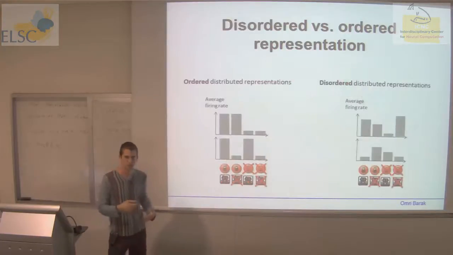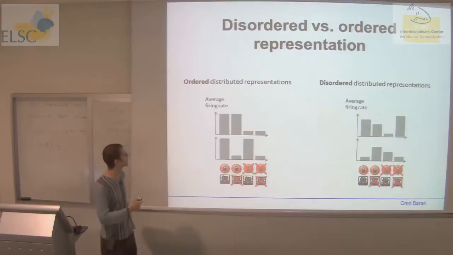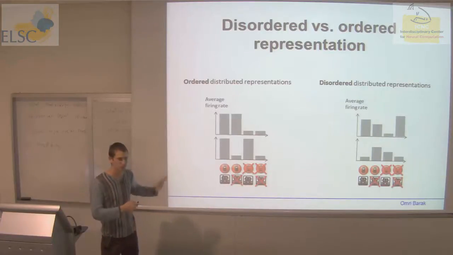And if we want to consider how a population of neurons can represent this, then one option is to represent this in an ordered fashion, where one neuron only responds to the phone, and another neuron only responds to home. If I look at the activity of both neurons together, I can fully extract the information of which of the four conditions I'm in.